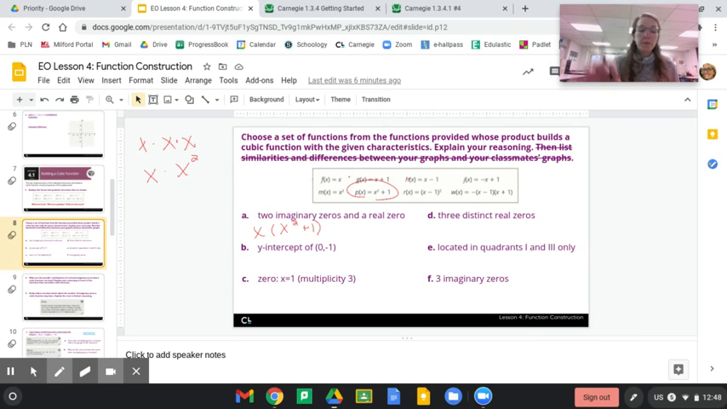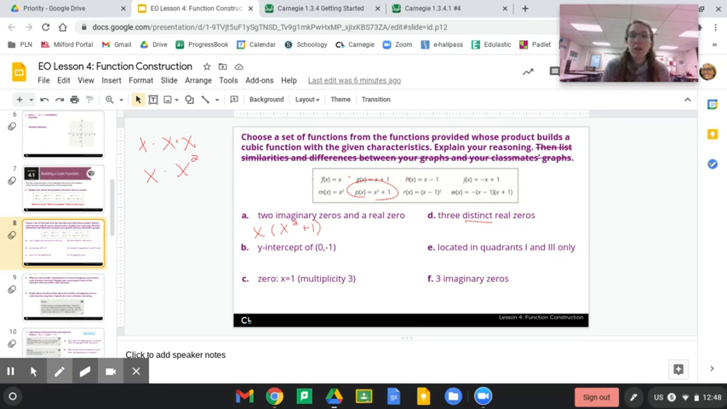So your goal is to piece together these pieces from the bank to make these different types of functions. So something with 3 imaginary zeros, something with a y-intercept of (0, -1), something with a zero of 1 but with a multiplicity of 3, so the same factor repeated 3 times. 3 distinct zeros means 3 unique, so 3 different zeros, whereas multiplicity of 3 means it should be repeated. So you guys are going to play with that.